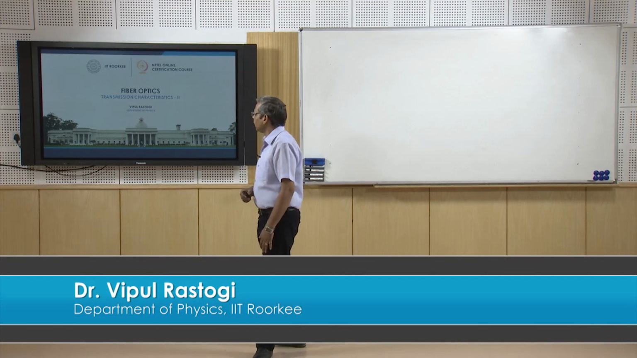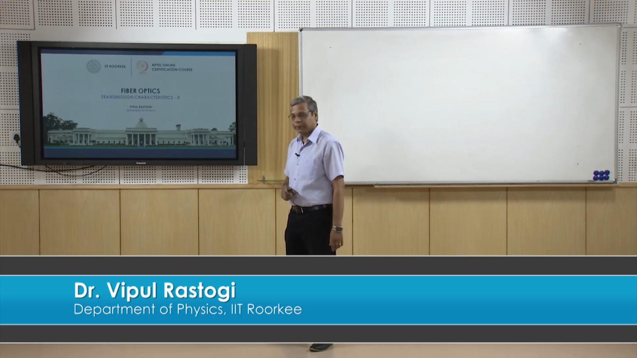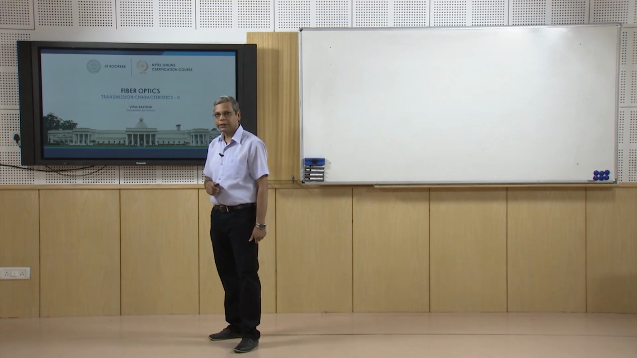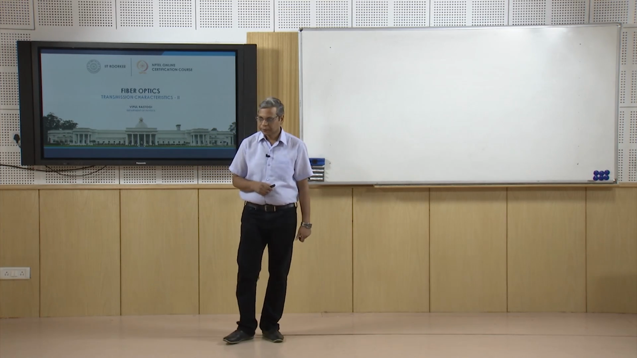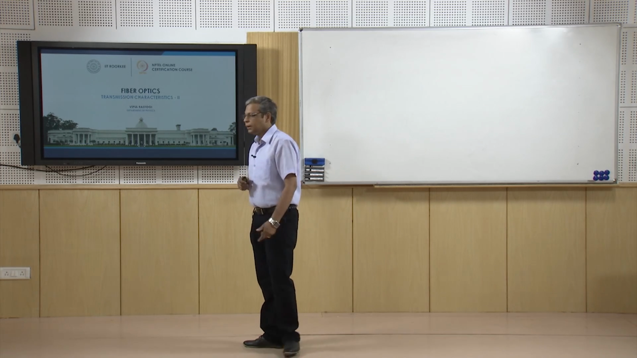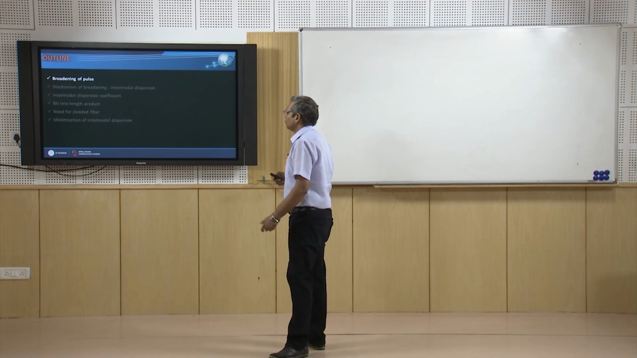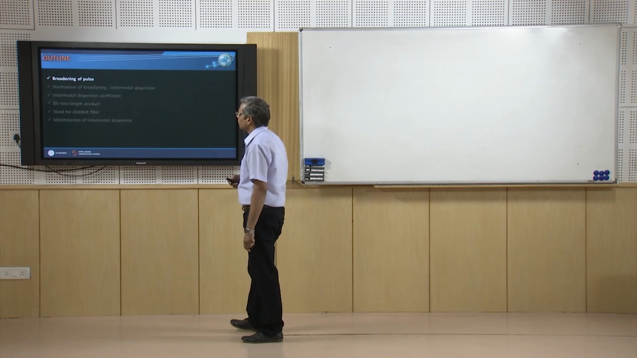In the last lecture, we had seen that when optical pulses propagate through optical fiber, then they attenuate. I had also mentioned that they broaden. In this lecture, we are going to see how the pulses are broadened in an optical fiber and in particular in a multimode fiber. So, we are going to look at broadening of pulses.